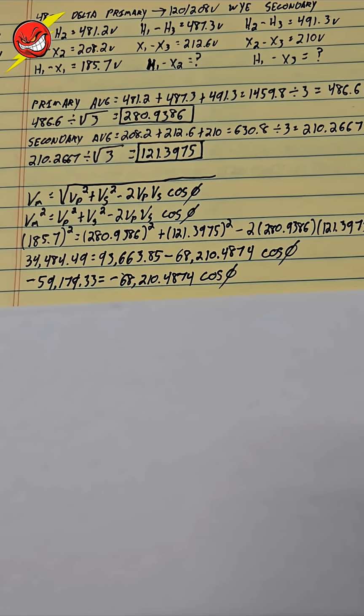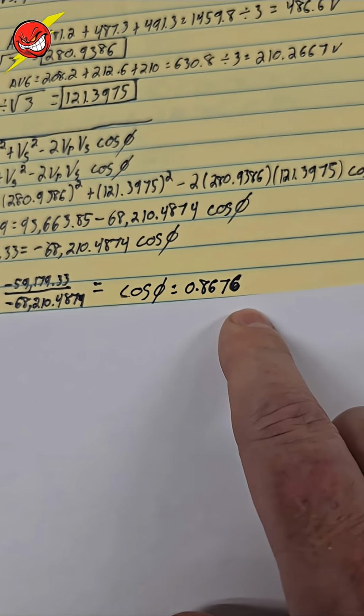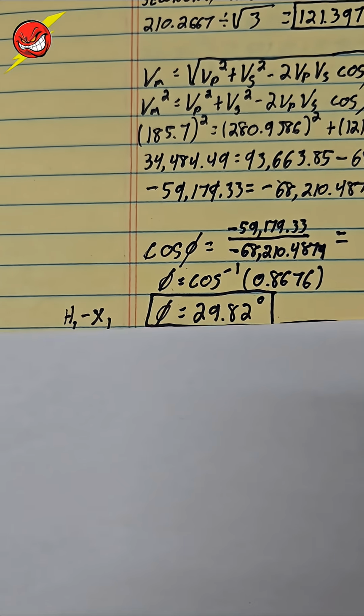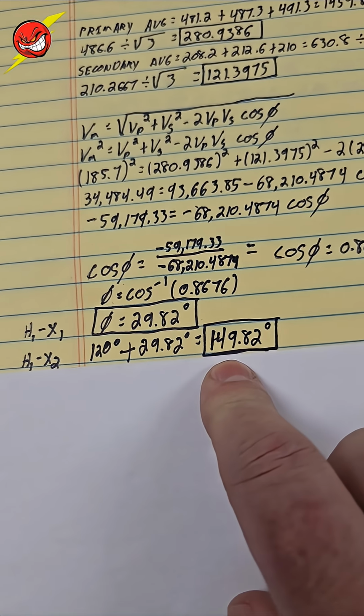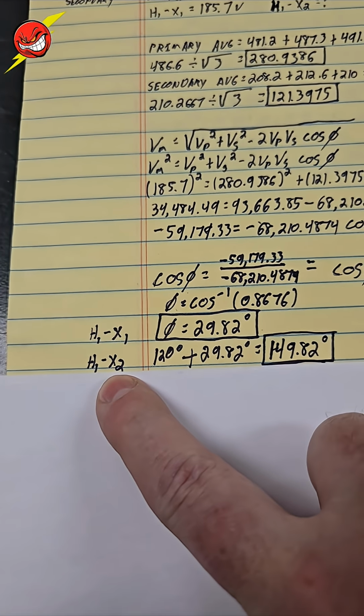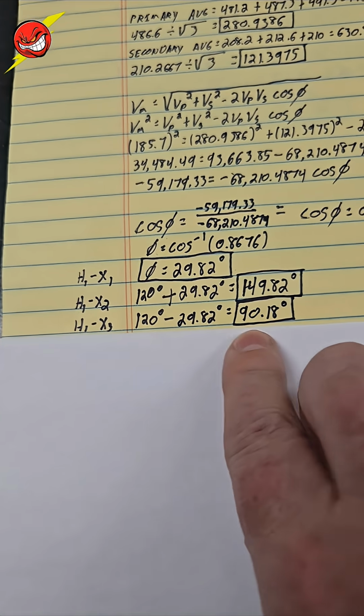The rest of this should be pretty straightforward. Again, we're looking for that cosine of theta. As we work through this, we get to the cosine of theta being 0.8676. Taking the arc cosine of that value, we come to a phase angle from H1 to X1 of 29.82 degrees. Simply adding 120 degrees to that value, we get 149.82 for a phase angle between H1 and X2. And by subtracting that value from 120 degrees, we get a phase angle from H1 to X3 of 90.18.